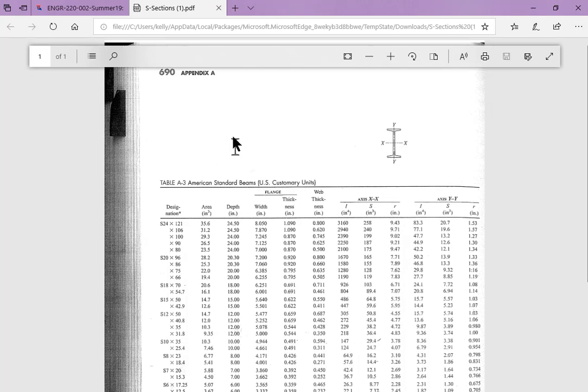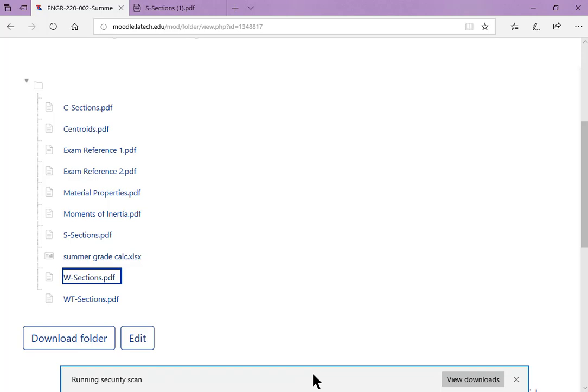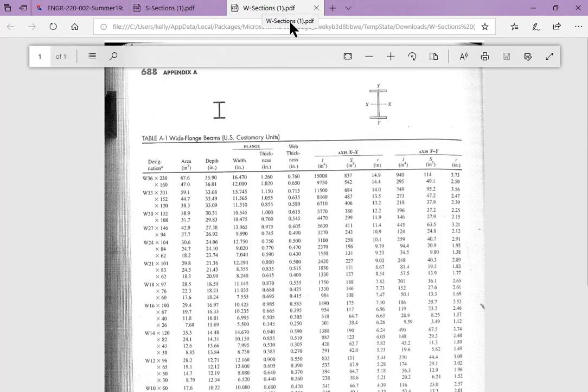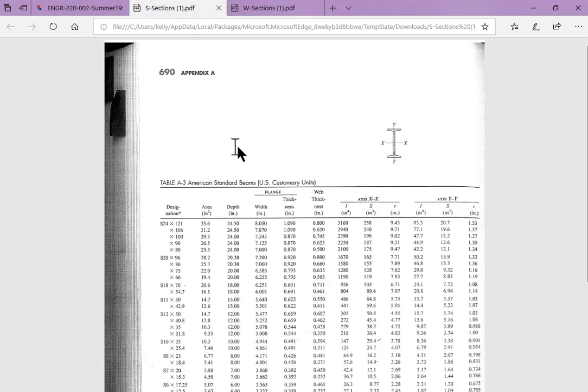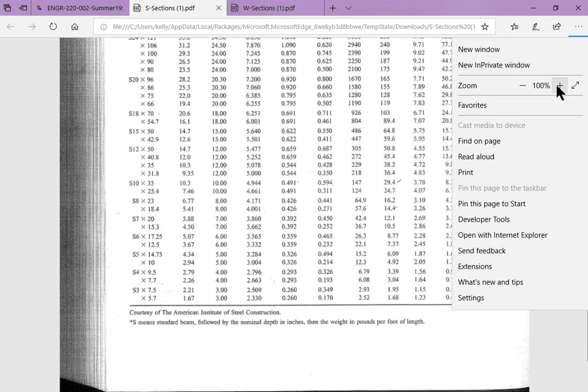And kind of, if you remember the picture, let's see if we can open the wide flange one. So here's the wide flange. See how the picture, the flanges are kind of wide. Here they're kind of narrow. So they're both I-beams, but S's are standard flange. They have smaller flanges than the wide flange ones. So let's zoom in a little bit on these.